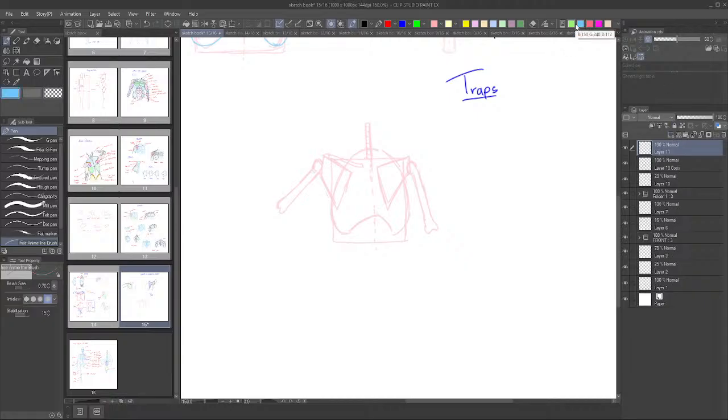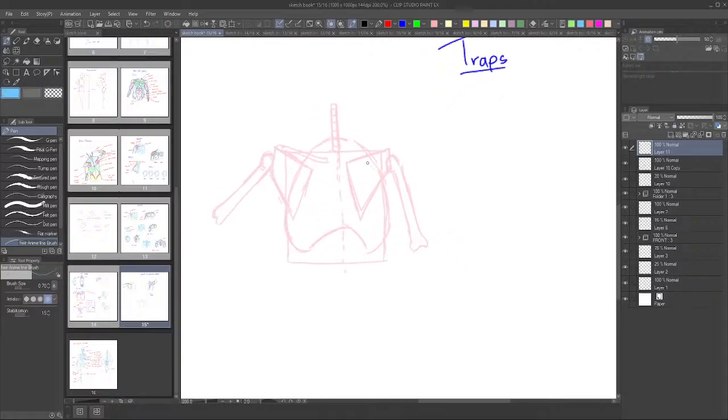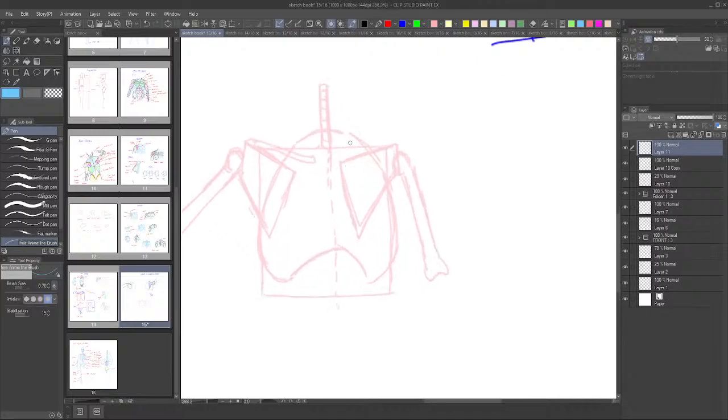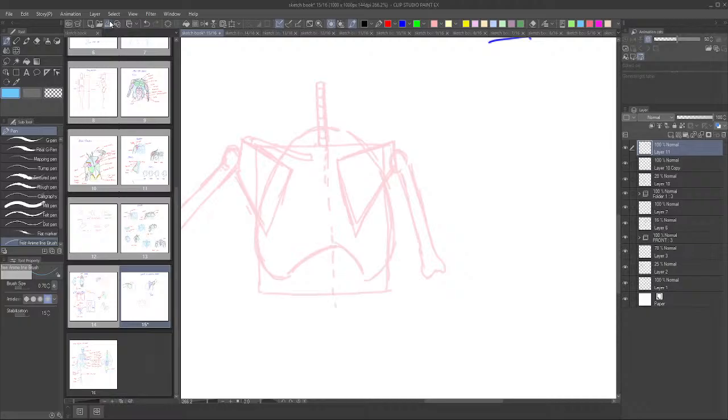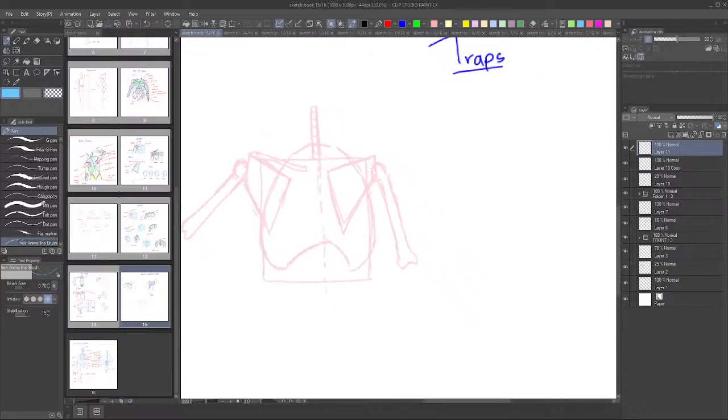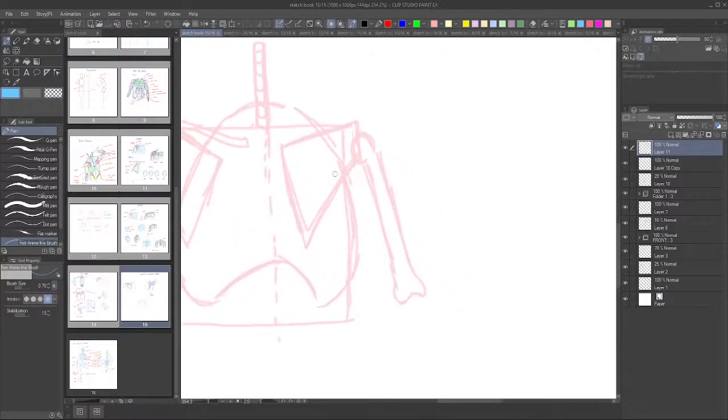So let's look at how the trapezius usually wraps around the shoulder blades. Then I think that's going to be the end of today's anatomy. So anatomy a day keeps the devil away.